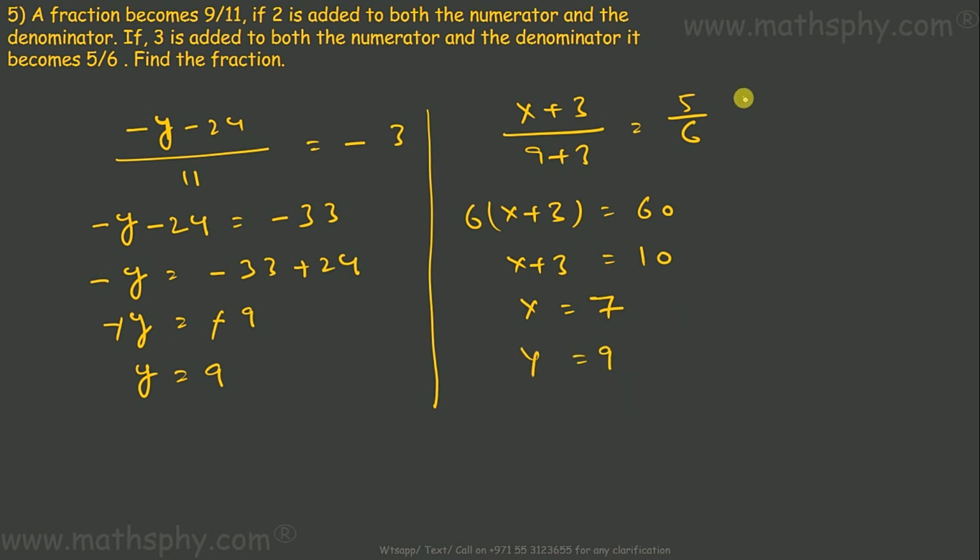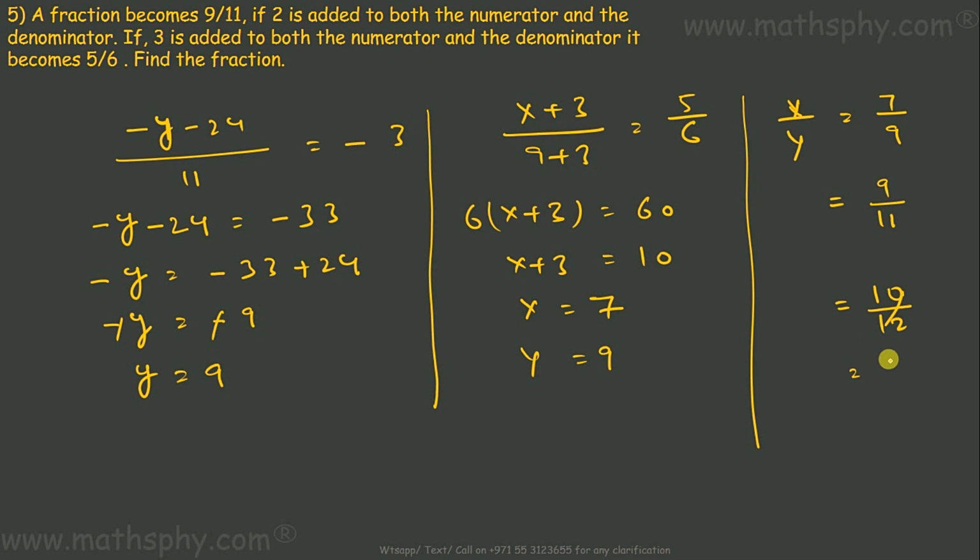If you write it as a fraction, x over y equals 7 over 9. If I add 2 to both, this would be 9 over 11. If I add 3, this would be 10 over 12, which is 5 over 6. So my answer is correct. x is 7, y is 9. Done.